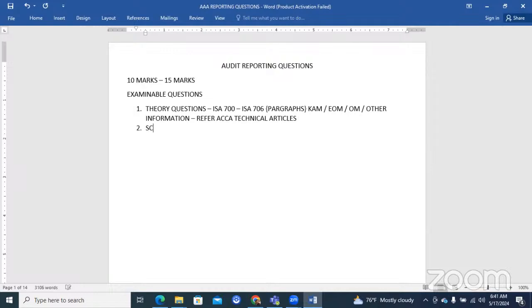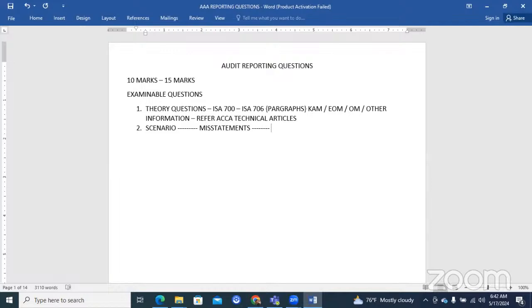Second type of question: a scenario will be given, right? And that scenario includes what? Misstatements. What is meant by misstatement? The ISA 450 standard clearly explains what a misstatement is. A misstatement can be an omission or non-compliance with a standard.